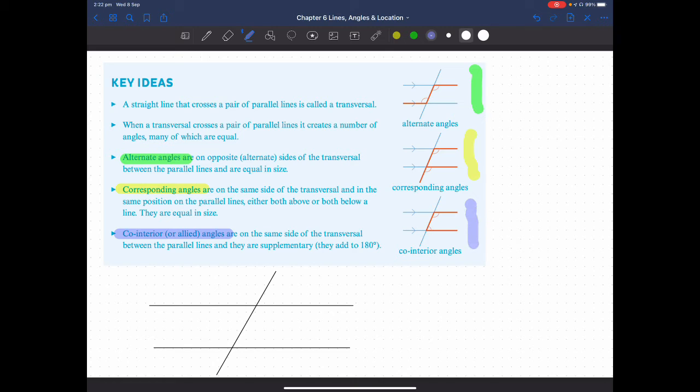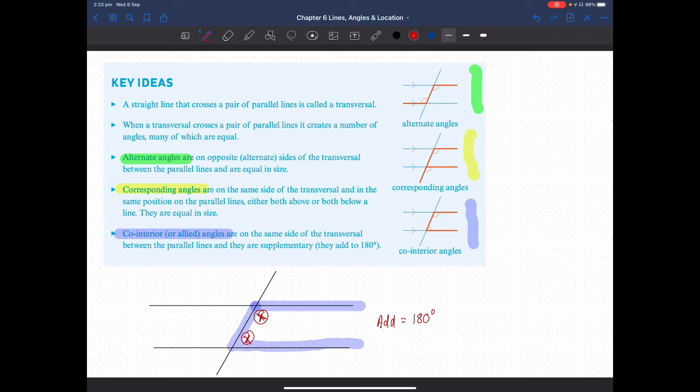The third type of angle we're going to look at are called cointerior or allied angles. There is a diagram of them there. Interior means inside. So, like the diagram in your textbook, inside between the two parallel lines, I will mark in red the cointerior angles, here and here. There is a difference though. These two add up to equal 180 degrees.